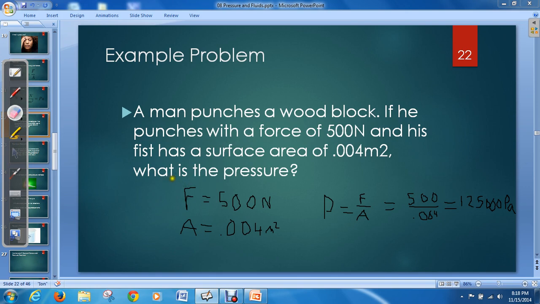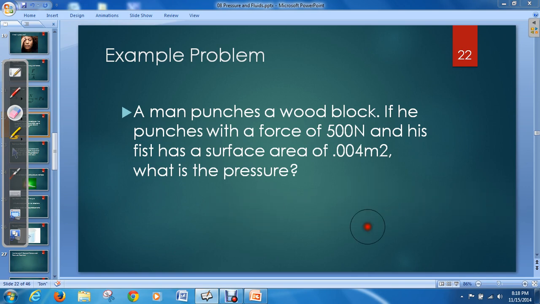Okay, and if you've ever taken karate, you'll learn that you're supposed to punch with your knuckles because that's to decrease the surface area that you hit with. Okay, and that increases the pressure. So that's why if you take karate, you learn to punch with your knuckles. Okay, it's a physics principle.